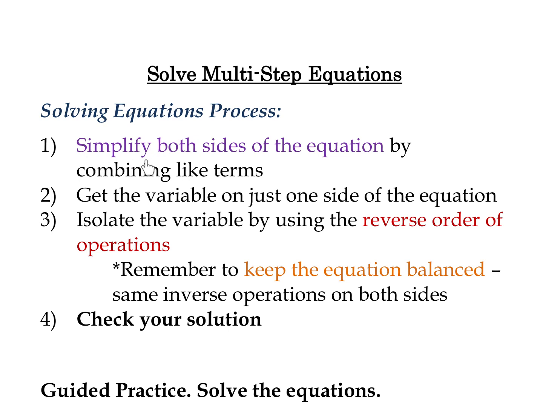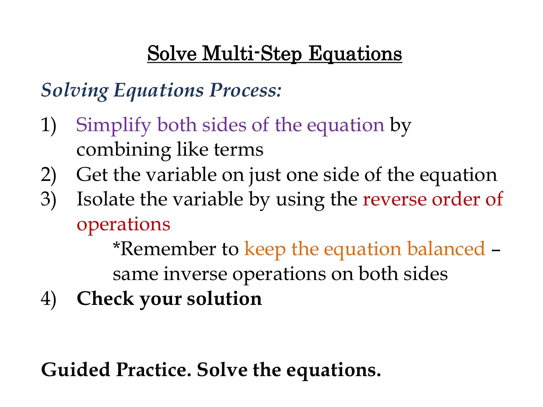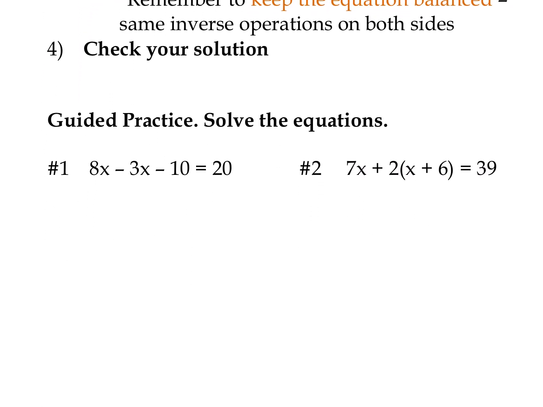Simplifying both sides of the equation, getting the variable on just one side of the equation, isolating the variable by using reverse order of operations and those inverse operations to cancel out whatever's happening to the variable, and make sure we do those inverse operations the same on both sides of the equal sign to keep the equation balanced. And always good to check the solutions. So let's see some examples.